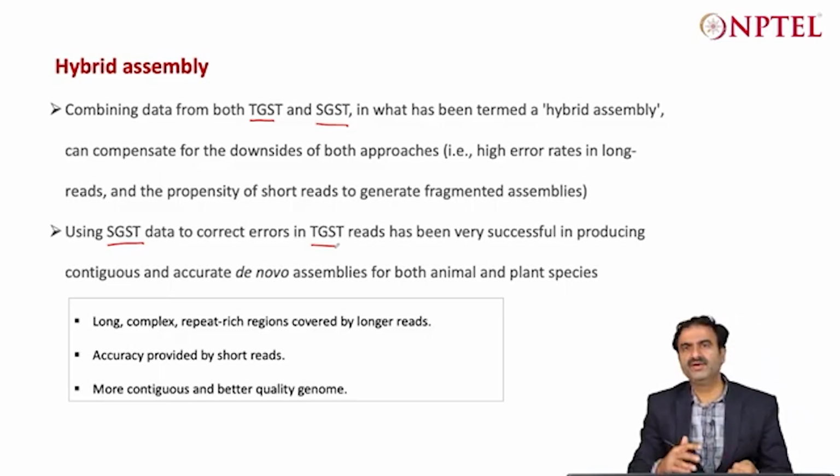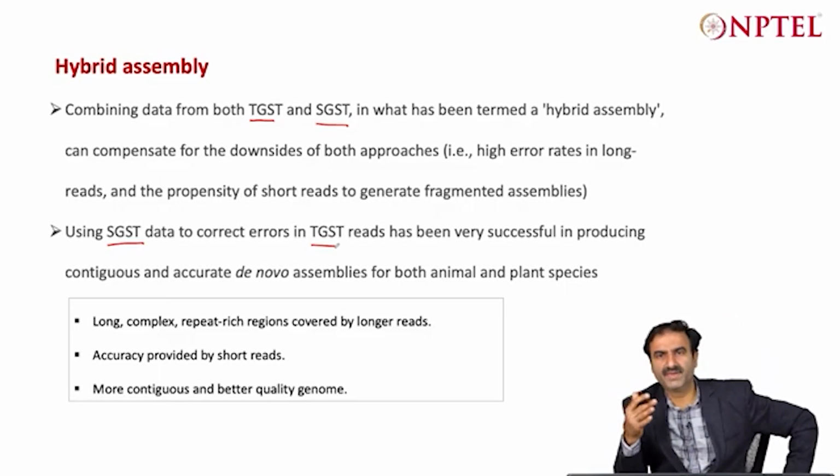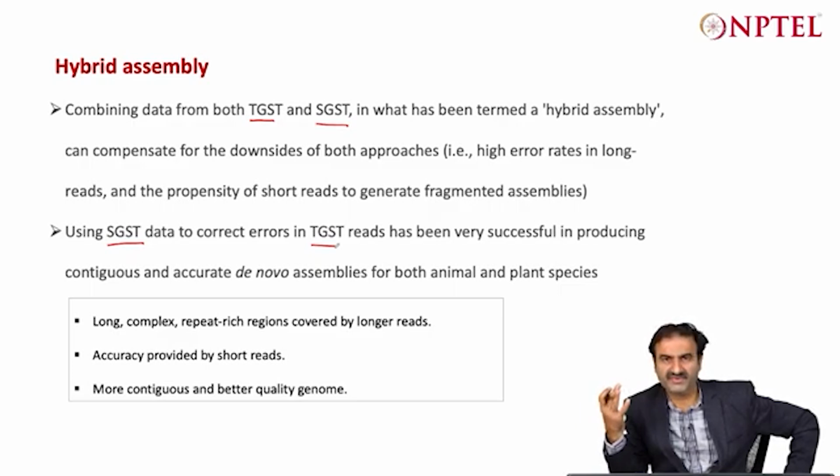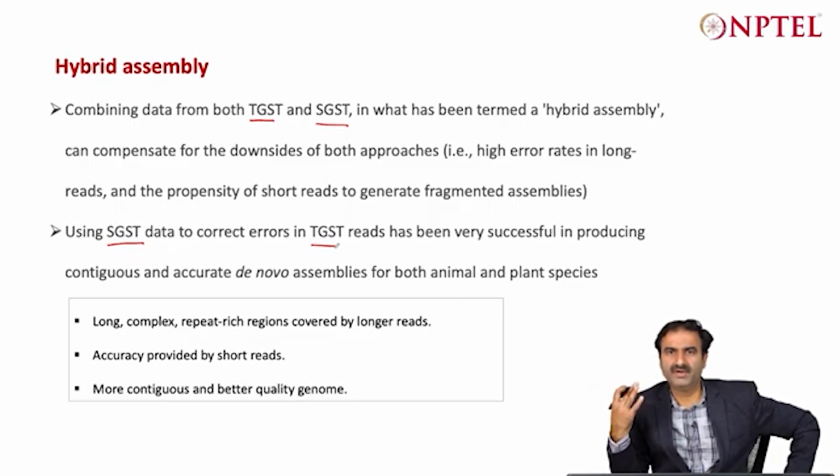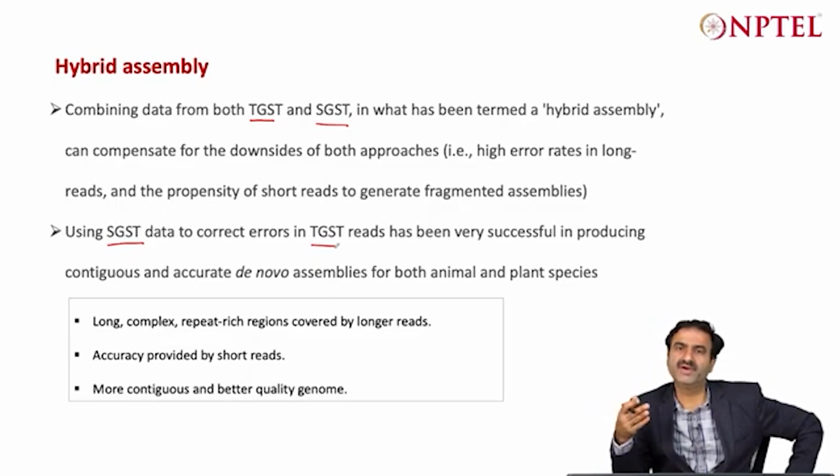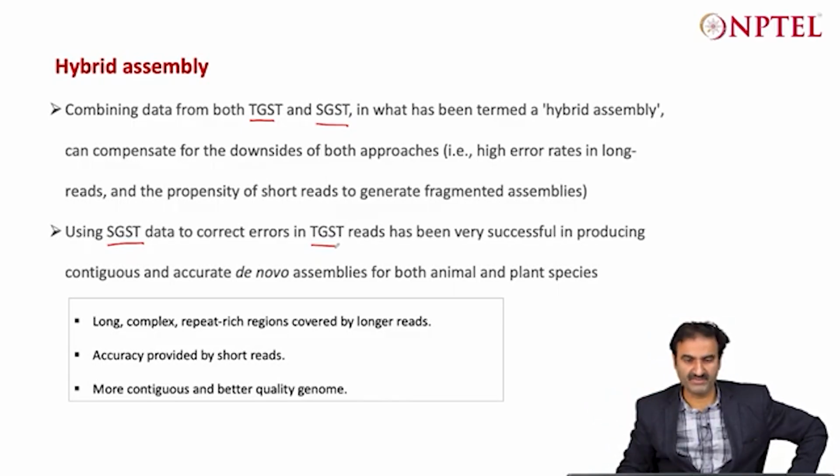But generally, once you have made the assembly, since third generation or longer reads are better because they can cover large portions, including complete genes and repetitive regions, correcting errors in those reads is a better idea, and that is why the second generation sequencing data can be used there.